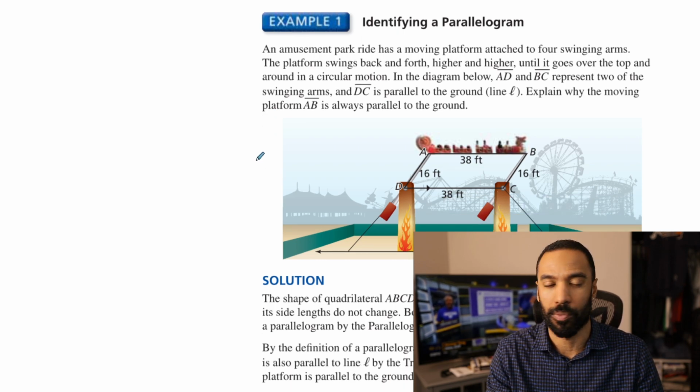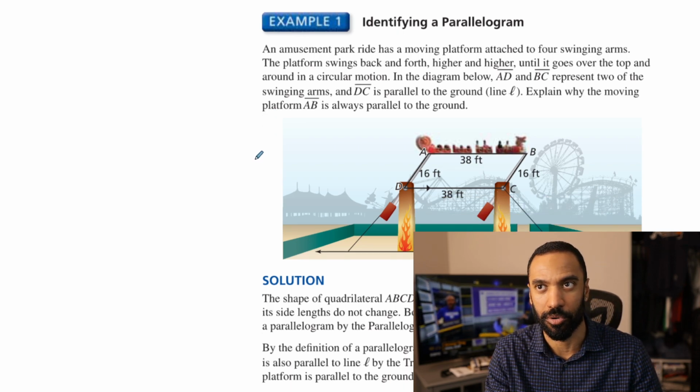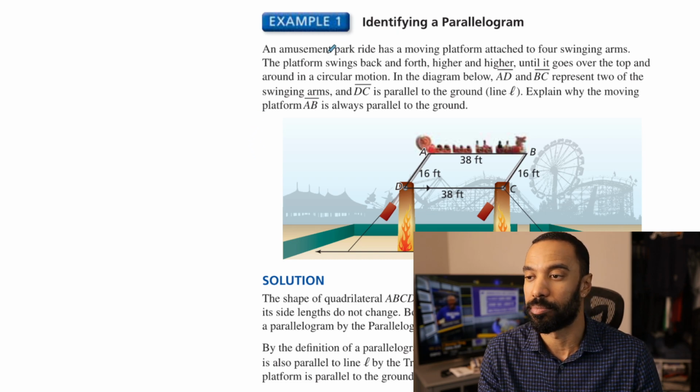Let's move forward. Looks like we're not proving the congruent one. I'm sure we're going to have to prove it together in one of the problems.